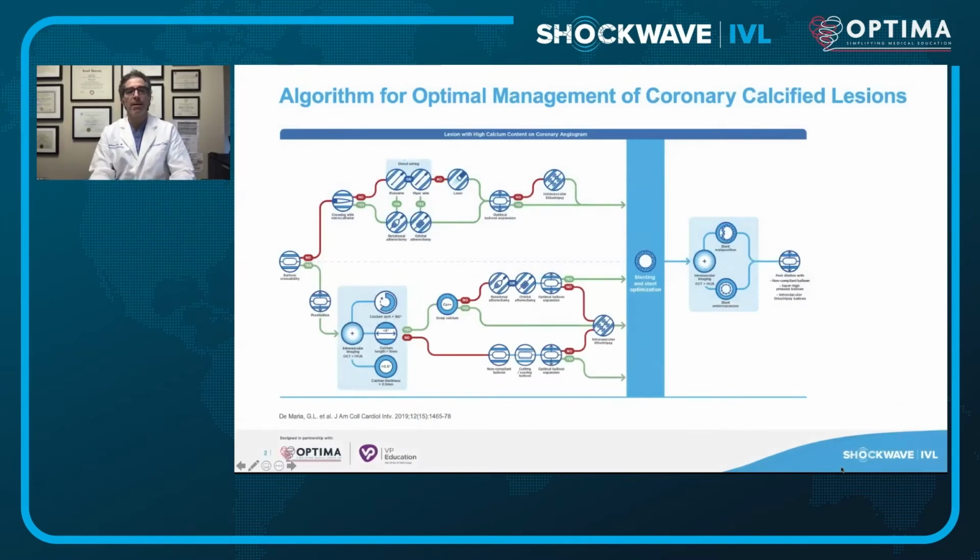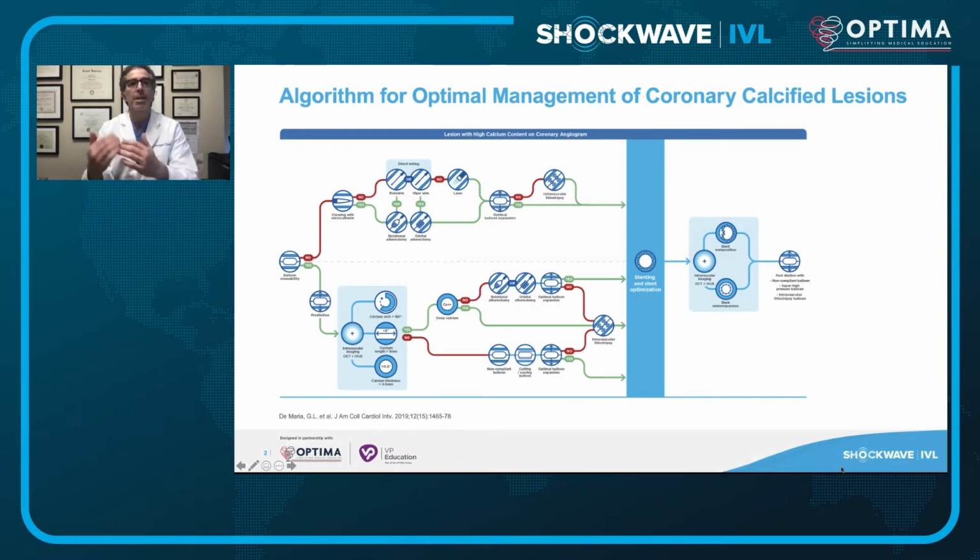So let's talk about algorithms. When we have a patient who has a high calcium burden in the lesion, what should be our plan of action? How do we assess and decide what to do? Here is a graphic which lays out all your different options. We'll walk through this. Essentially, if you have a lesion with a high calcium content on the coronary angiogram and you start the procedure, either you can cross the lesion with a microcatheter and a wire, or you can't.